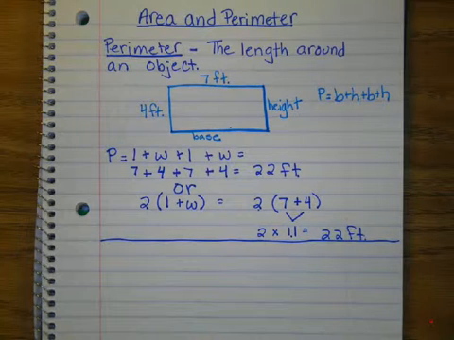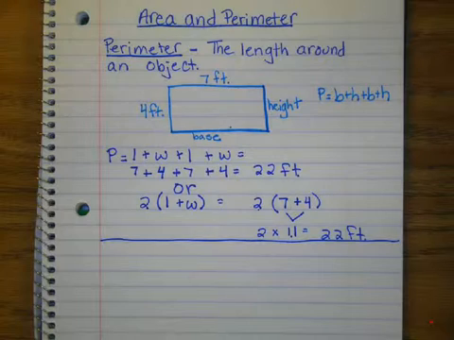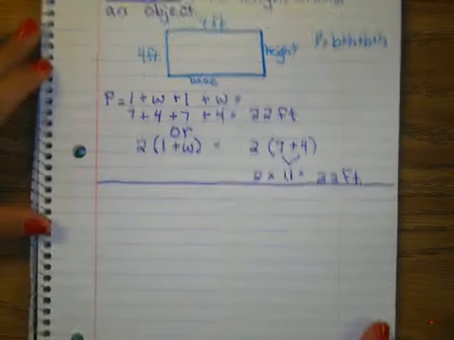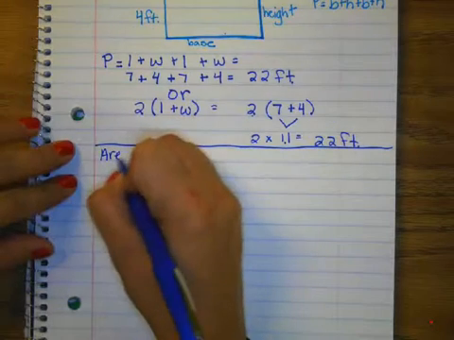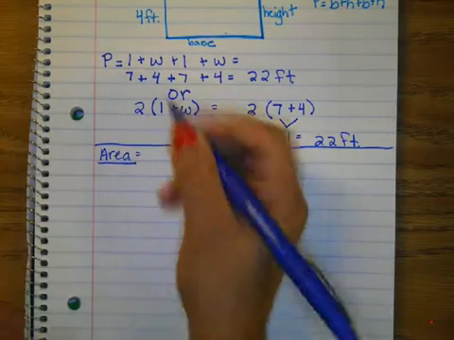So I'm going to draw a little line to separate, and we're going to write down area. Area equals the amount of surface an area covers.